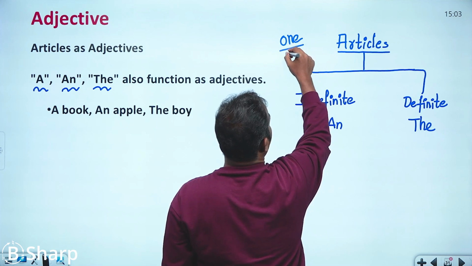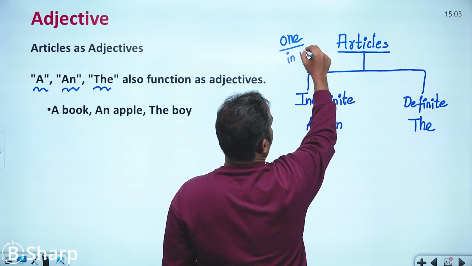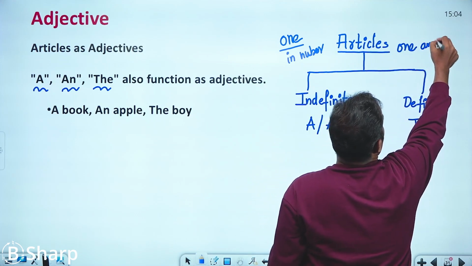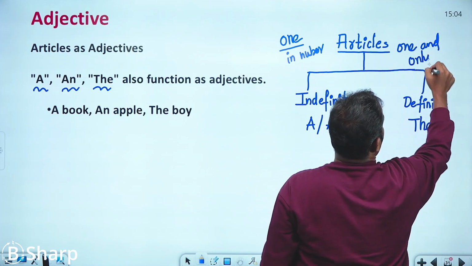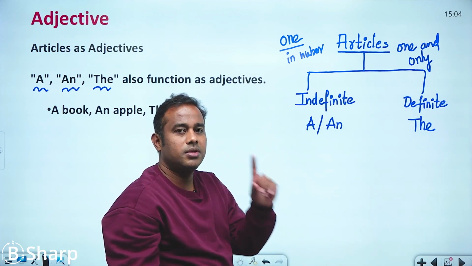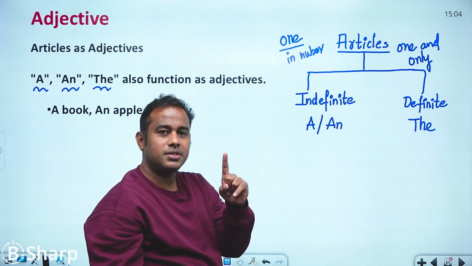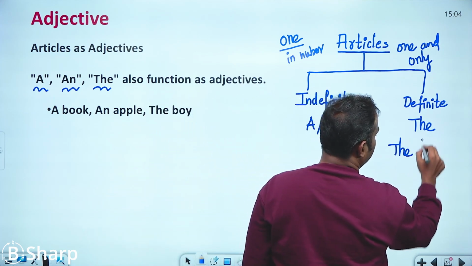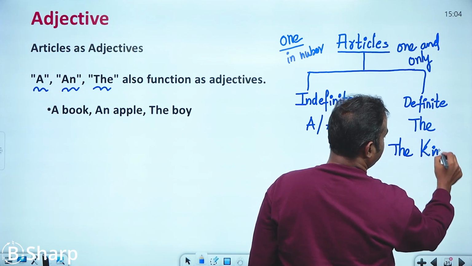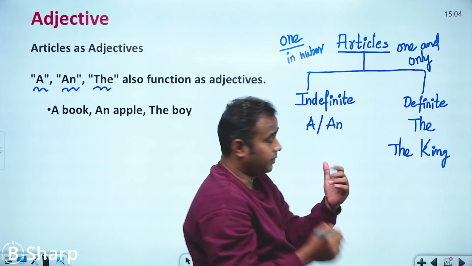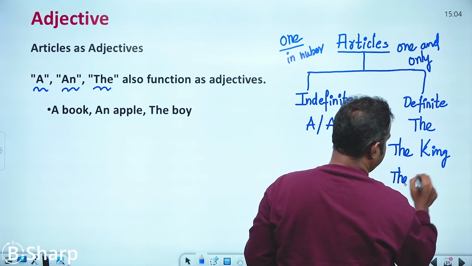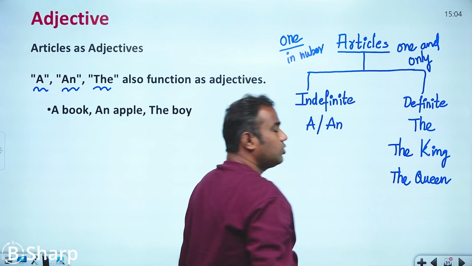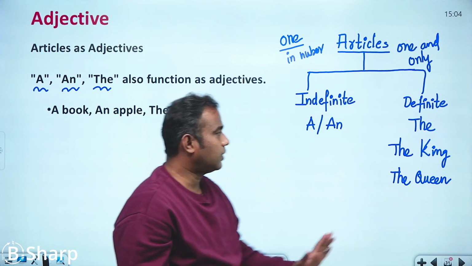Want to say that one in number, or one and only. Okay, so remember like this. Definite article basically means one and only. So there will be only one person, only one thing, like that. We can take some examples like this: the king. King will be only one person. The queen. Okay, the king, the queen. Likewise there will be only one person, so that's why we use this one.